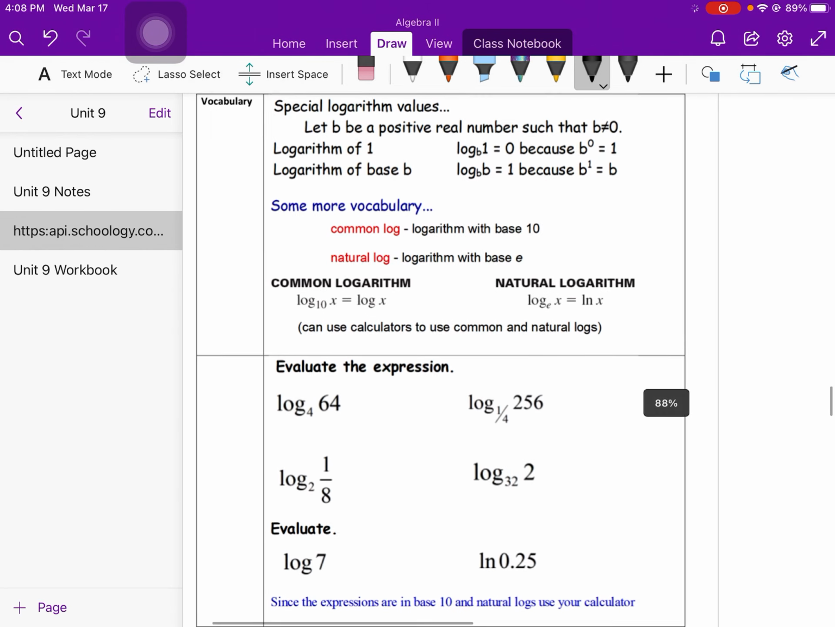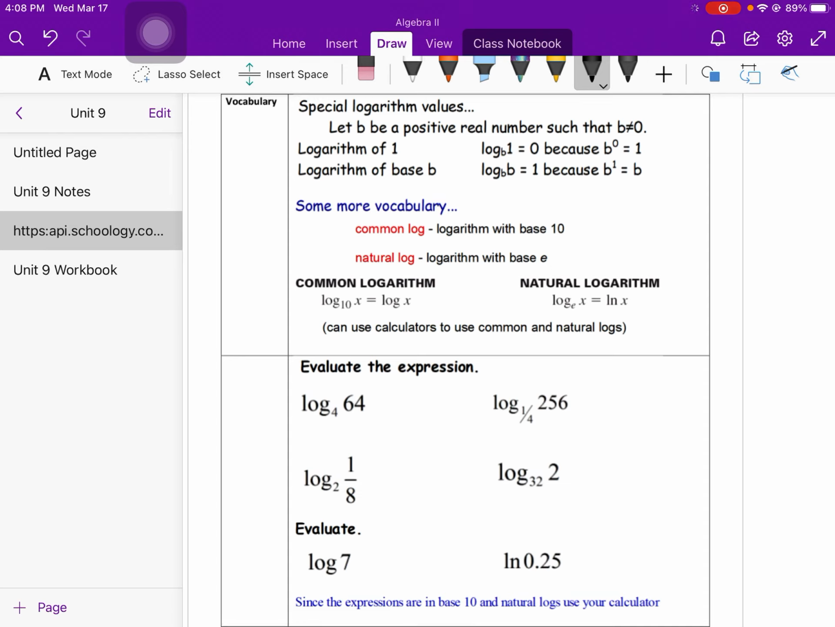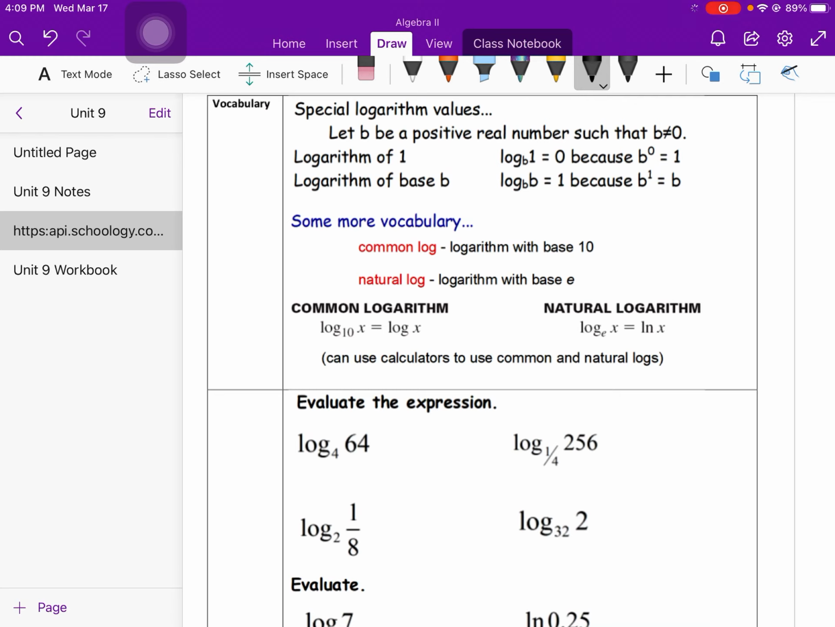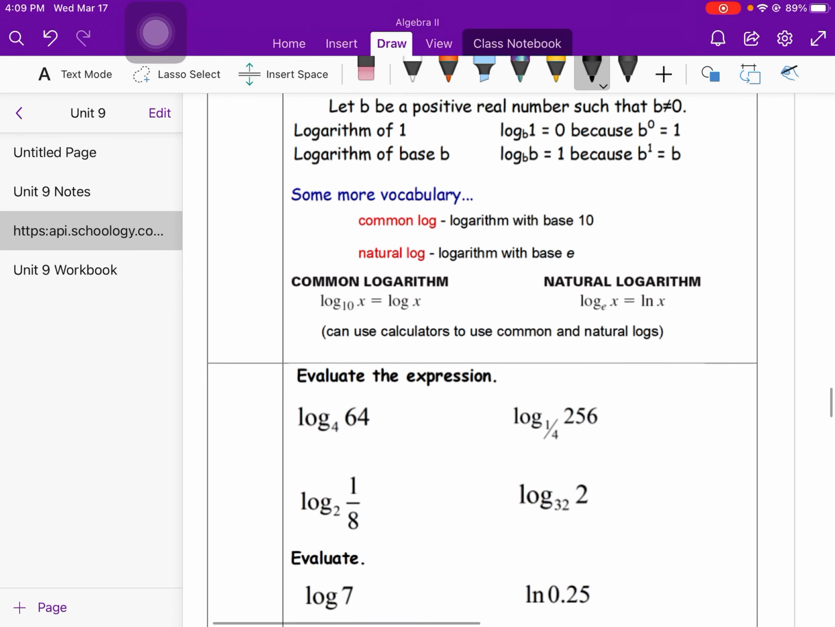The next one, we have some special logarithm values. Let b be a positive real number such that b cannot equal 0. The logarithm of 1 as a logarithm of base b. So log base b of 1 equals 0 because b to the 0 power equals 1. And log base b of b equals 1 because b to the first power equals b.